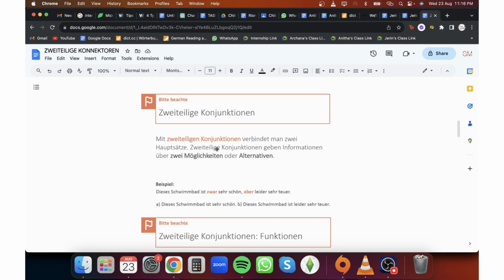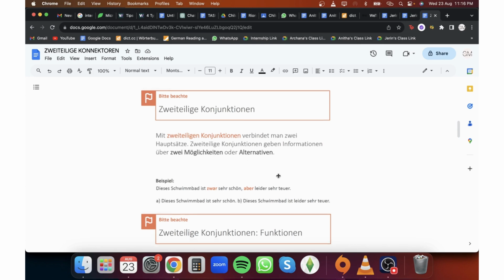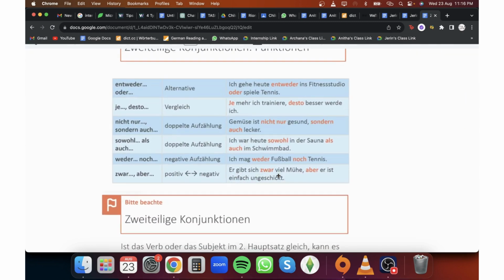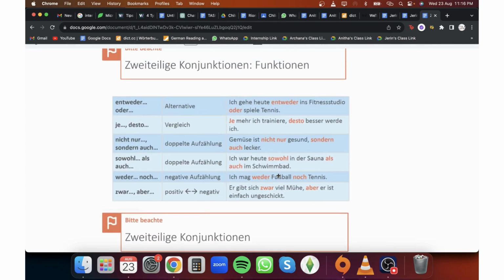Okay. Zweiteilige Konjunktionen geben Informationen über zwei Möglichkeiten oder Alternativen. So they give information about two possibilities or alternatives. What does that mean? Every single Zweiteilige Konnektor has kind of a usage, right? A function. Funktion. You'll see that entweder oder has the function of giving an Alternative. Ich gehe heute entweder ins Fitnessstudio oder spiele Tennis. So either I'll go to the fitness studio, that's the gym, or I'll play tennis.